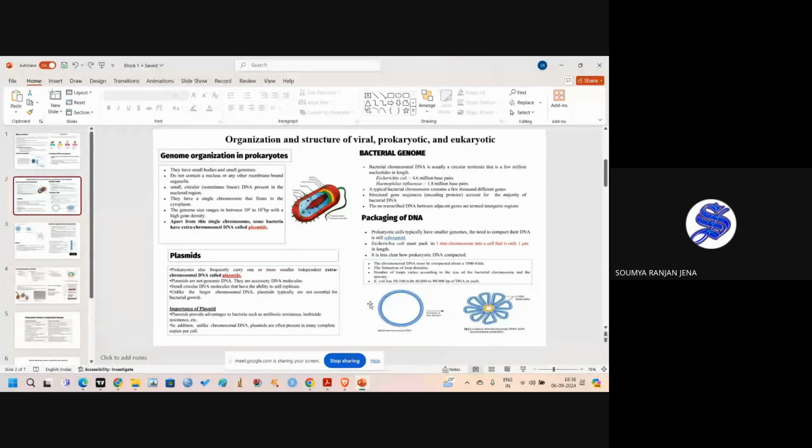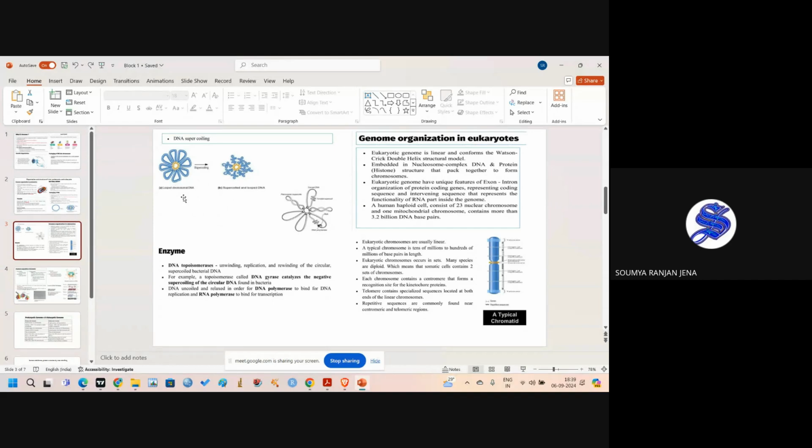Then the circular DNA forms a loop domain, a loop-like structure, and this loop-like structure forms the DNA into a compact manner. And these loop-like structures are formed with the help of DNA-associated proteins in prokaryotes, and we can discuss in eukaryotes, that is histone molecules.